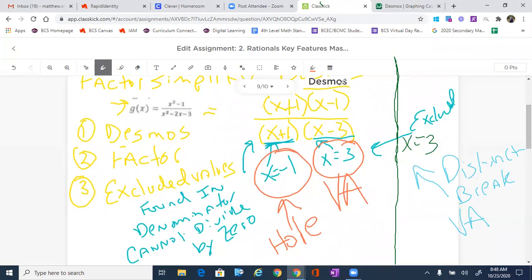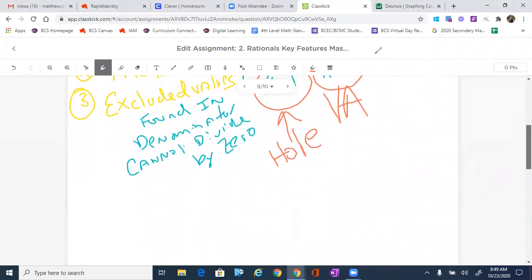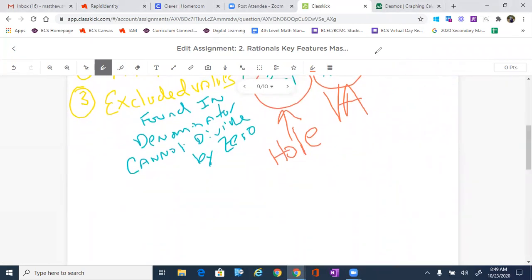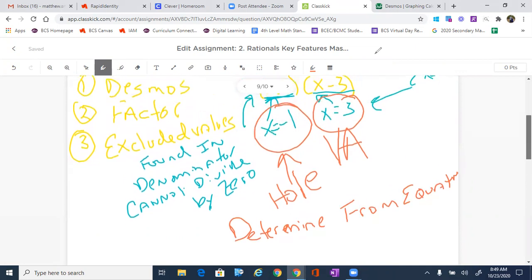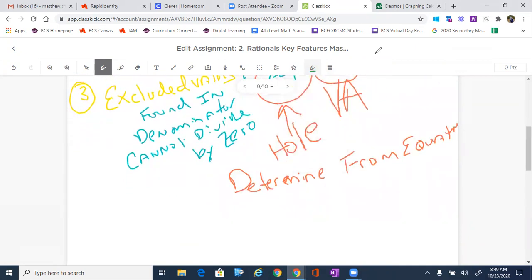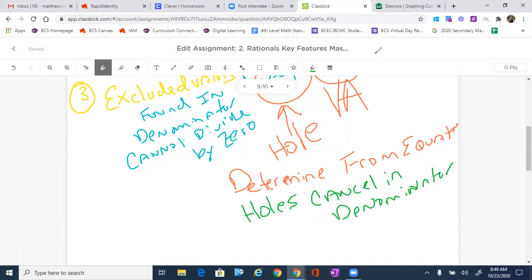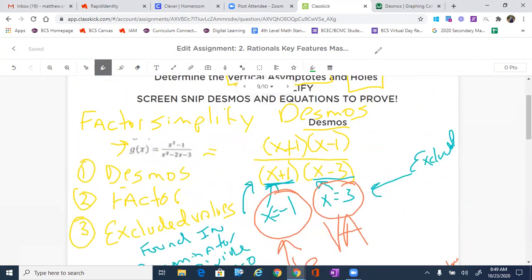Now, how can we find that from our factors? That's what we need to know. How do we find it from the equation, or the function? Well, let's go back up here. The first thing I want to write down is holes cancel in the denominator. Completely, not just one, but they completely cancel in the denominator.